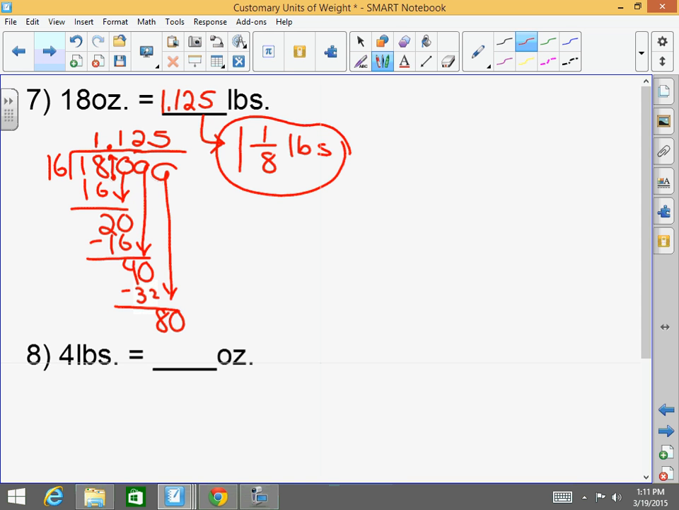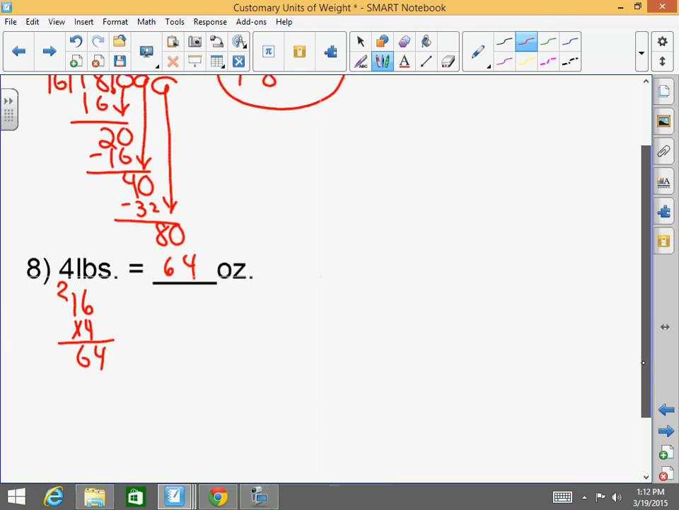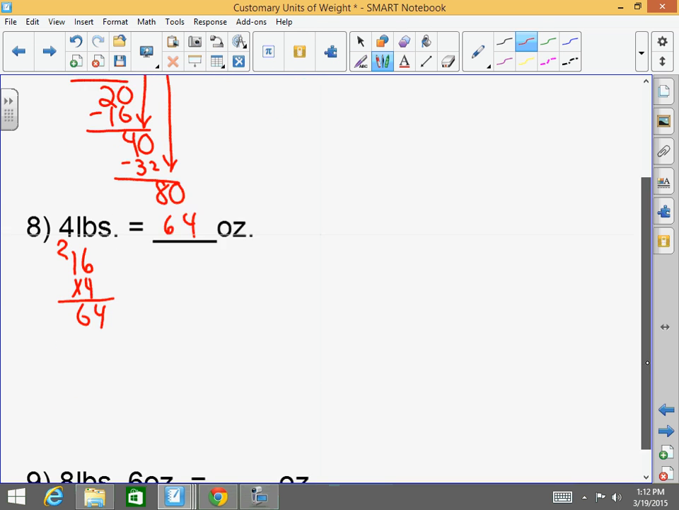How about 4 pounds to ounces? Am I going small to large or large to small? So do I multiply or divide? So I'm going to multiply 16 times 4, which equals 64 ounces. Does that make sense, gentlemen? Okay? You with me here, boys? Promise? All right, do I have another one?